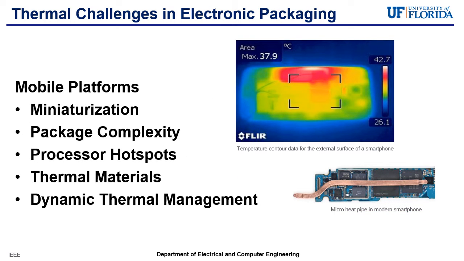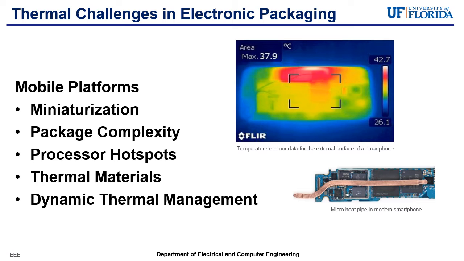As technology advances, mobile platforms such as smartphones continue to shrink in size, a process known as miniaturization. However, this miniaturization increases the complexity of electronic packages and presents significant thermal challenges itself. One major issue is the creation of processor hotspots, areas that generate more heat due to the concentration of electrical activity. The thermal image shown on the right shows the temperature distribution on the surface of a smartphone, indicating areas with varying temperatures.